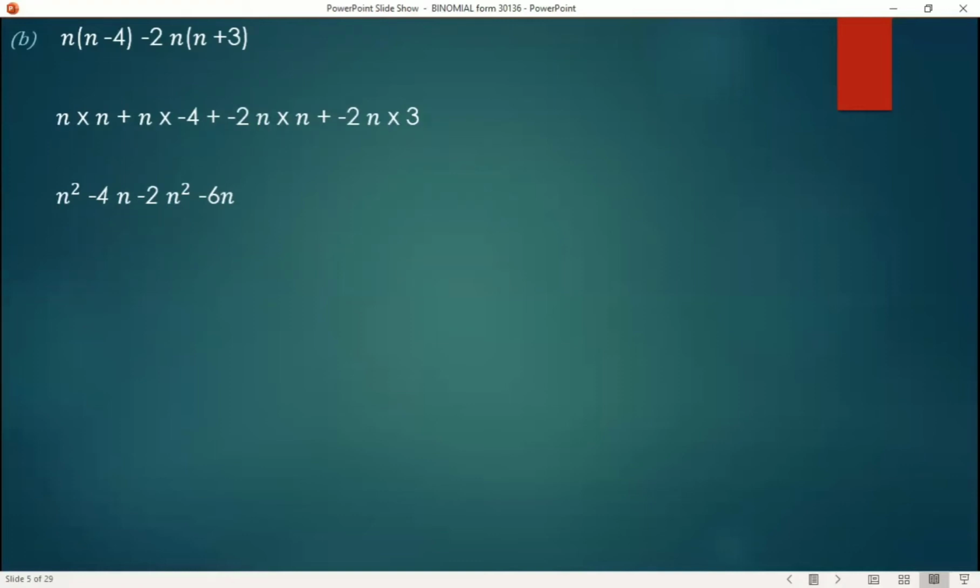So here we have to simplify. 1n squared minus 2n squared is minus n squared, minus 4n minus 6n gives minus 10n. So the final answer is minus n squared minus 10n.